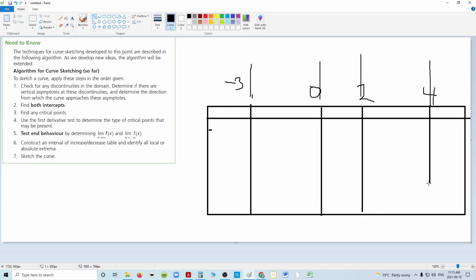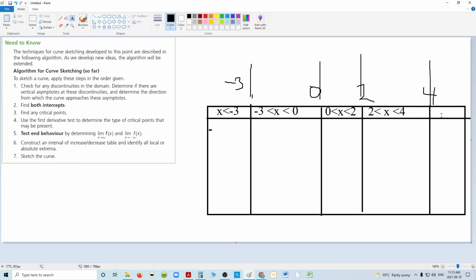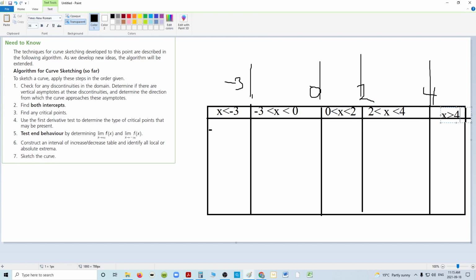And then in the boxes I've created at the top, you would put in an x value that is smaller than -3. Here you would put in an x value that is between -3 and 0, because it's between those two lines. Here you would put in an x value that's between 0 and 2. And here you would put in an x value that's between 2 and 4. And here you would put in an x value that's bigger than 4.